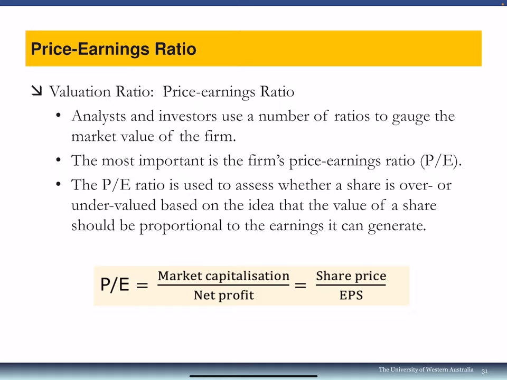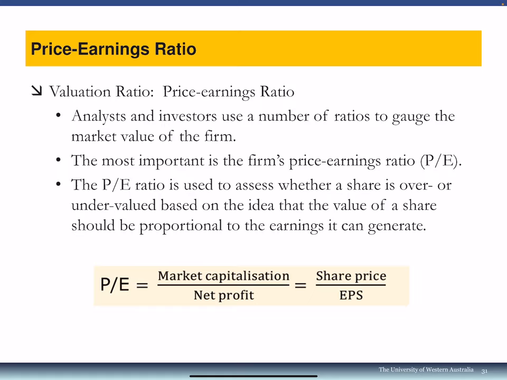which, if you put everything in, market cap equals share price times number of shares, and net profit divided by number of shares gives you EPS, earnings per share. This means the PE ratio can be rewritten as share price divided by EPS.